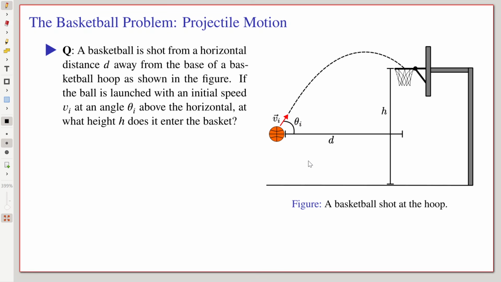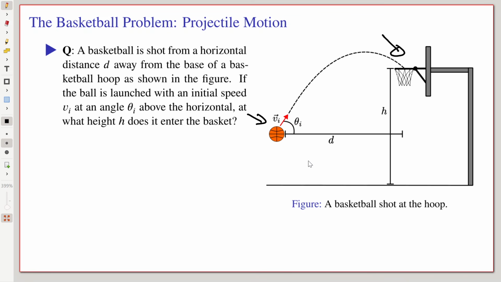Let us read the question. A basketball is shot from a horizontal distance d away from the base of a basketball hoop as shown in the figure. As we can see from the figure, this is the basketball hoop and this is the basketball, and this is the velocity vector of the basketball, perhaps thrown by a player or someone, and this is the initial angle relative to the horizontal. This is the distance between the basketball and the base of the hoop, and this is the height. Pretty much straightforward.